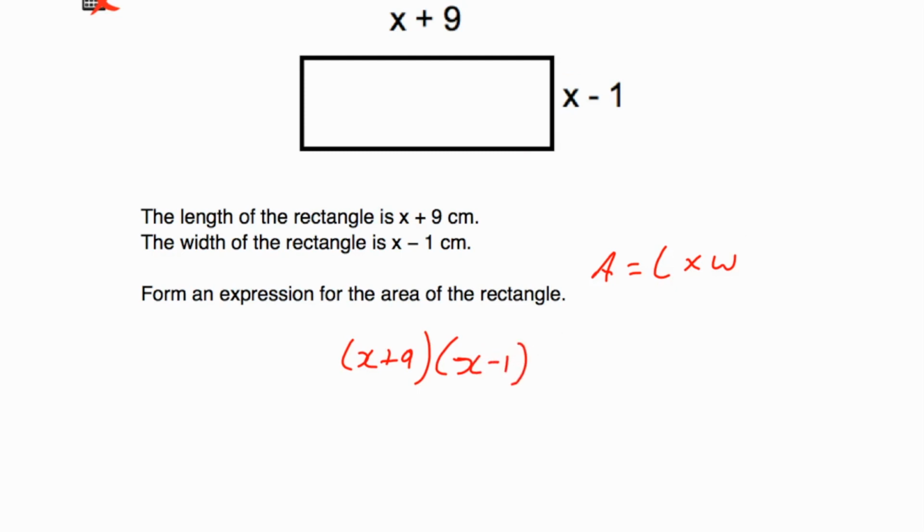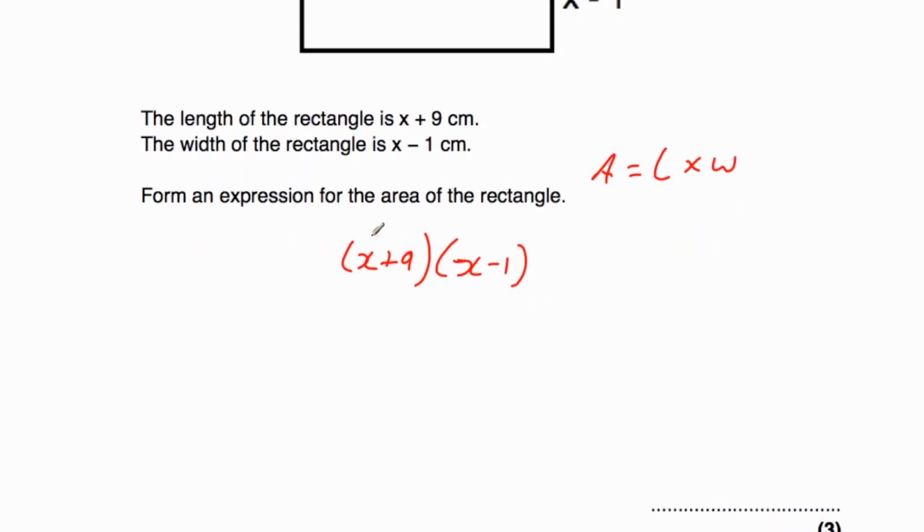And I'm going to expand and simplify here. So let's expand our brackets and simplify. So x times x is x squared. x times minus 1 would be minus 1x or minus x. 9 times x would be plus 9x. And 9 times minus 1 would be minus 9.